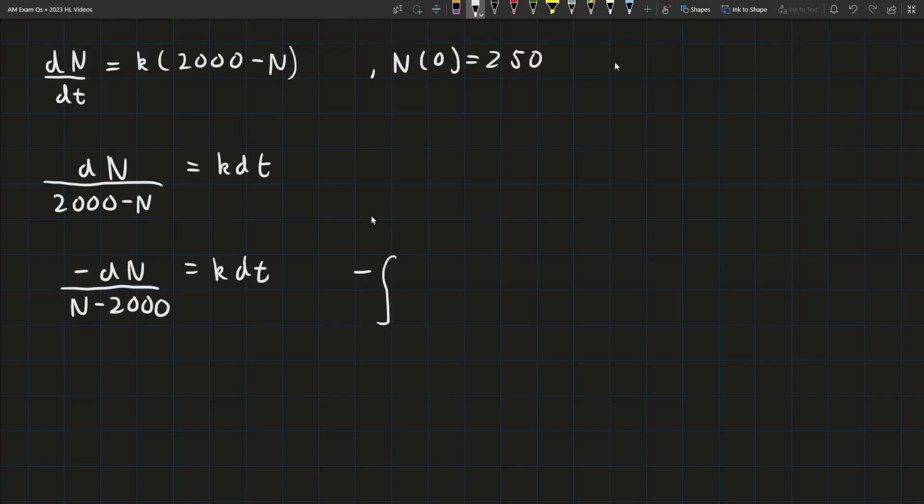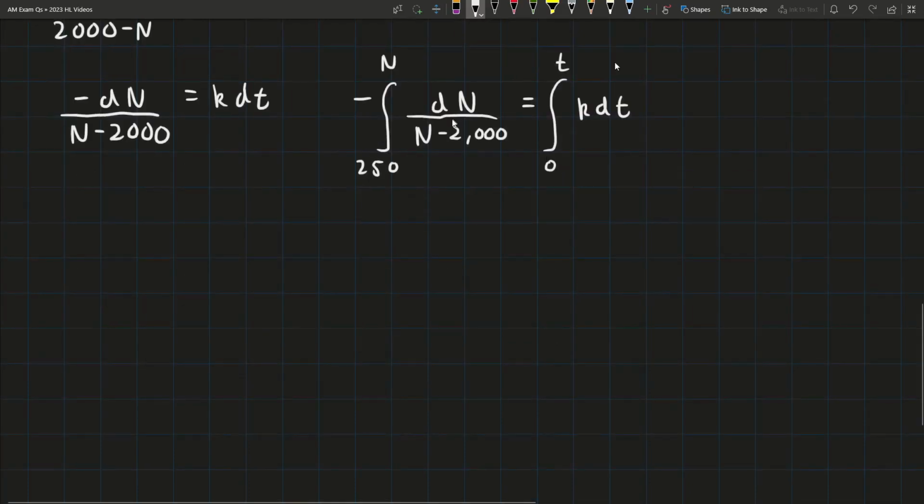Now we can integrate both sides, so we can take the negative out the front, get minus the integral, and since we're not messing around with substitutions and stuff, I'm just going to plug in the values. So n starts at 250, and it goes up to some value of n that we're trying to find, and that's going to be of dn over n minus 2000. It's going to be equal to the integral from time starts at 0 up to some time t of k dt. So for n, because the derivative of n minus 2000 is just 1, we don't have to worry about substitutions, as I said, so we can just do this as normal.